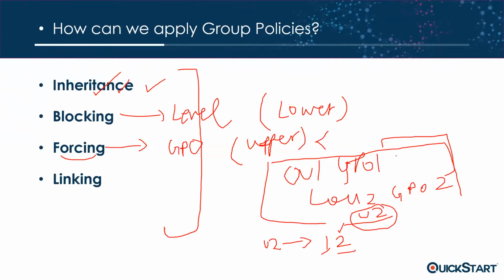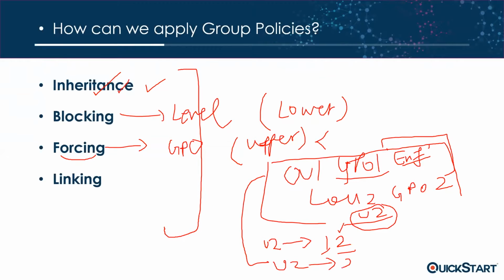Now, think about if I select GPO1 and choose enforced. Yes, guys. If I choose enforce with GPO1, what did I tell you? That this policy will go down if you try to block it. That's one usage. And the second usage is it will execute at the end. Now tell me, after enforcing, what will happen?